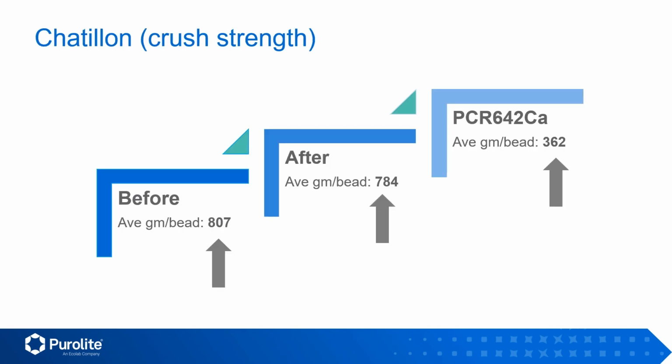We also measured the crush strength of the beads before and after cycling. The crush strength before cycling was 807 grams per bead, while after cycling it was 784 grams per bead. This compares to a standard, fully functional separation resin like our PCR 642 calcium form of 362 grams per bead.